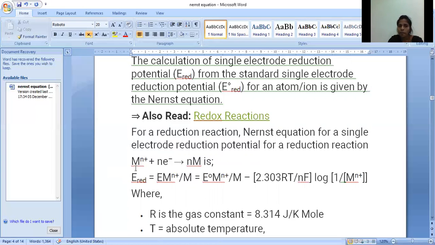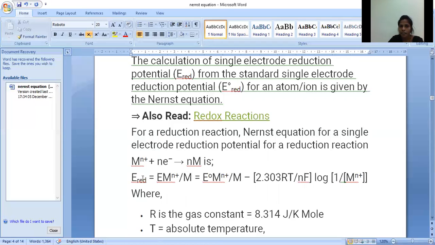Here the metal ion has an n number of electrons deficiency, so it is gaining n number of electrons. That means it is adding n electrons to produce a neutral atom, that is M. So let us apply the Nernst equation to this particular reaction.